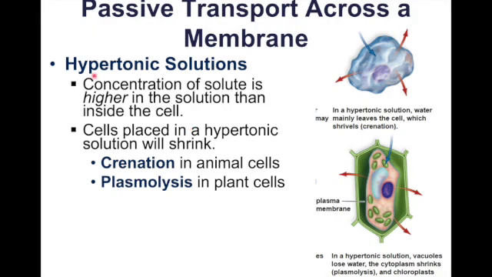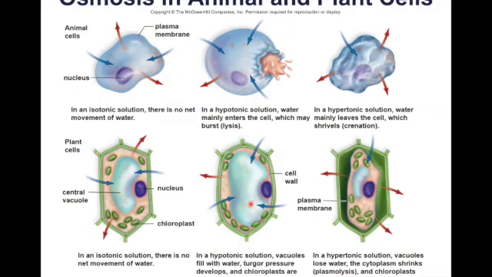The opposite of hypotonic is hypertonic, so think hyperactive or hypersonic, above. So now the concentration of solute is higher in the solution than inside the cell, and so therefore there's more stuff outside the cell, so water will exit the cell. And so if you're an animal cell, you're going to shrink, which is called crenation, or it's called plasmolysis in plant cells. So the plasma membrane can actually separate from the cell walls and get all shriveled. The cell wall can't really shrink in size, but this guy can shrivel up. And so there's everything all together.